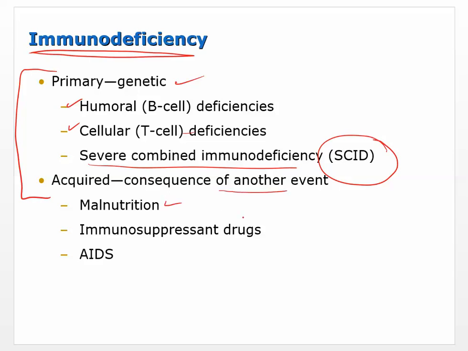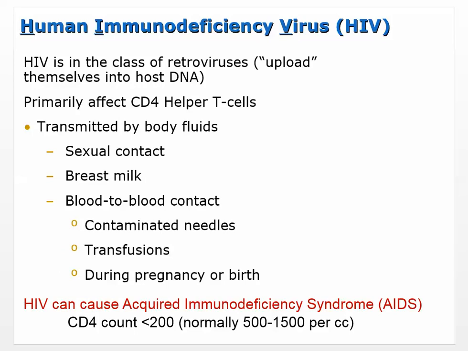So malnutrition, immunosuppressant drugs. So something has caused you to suddenly stop producing antibodies. Stopped you from producing these B cells, T cells. And the one that we're going to talk about is AIDS, or HIV, human immunodeficiency virus. So we're going to talk about HIV, and human immunodeficiency virus is the actual virus. So that's the actual virus that will attack and infect.